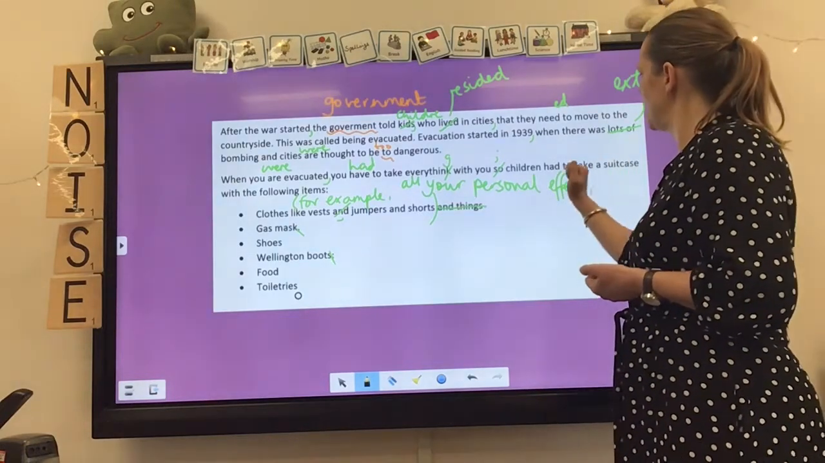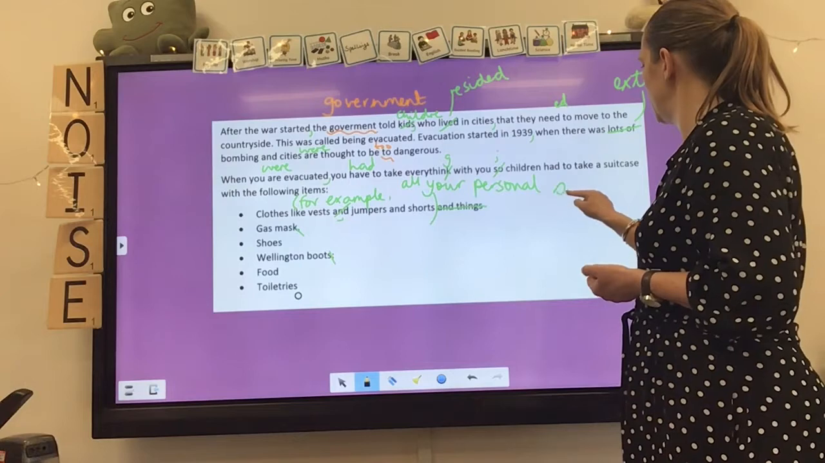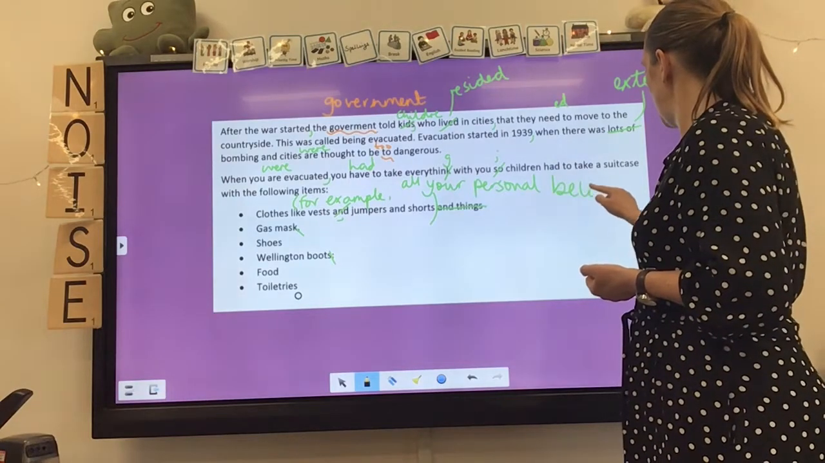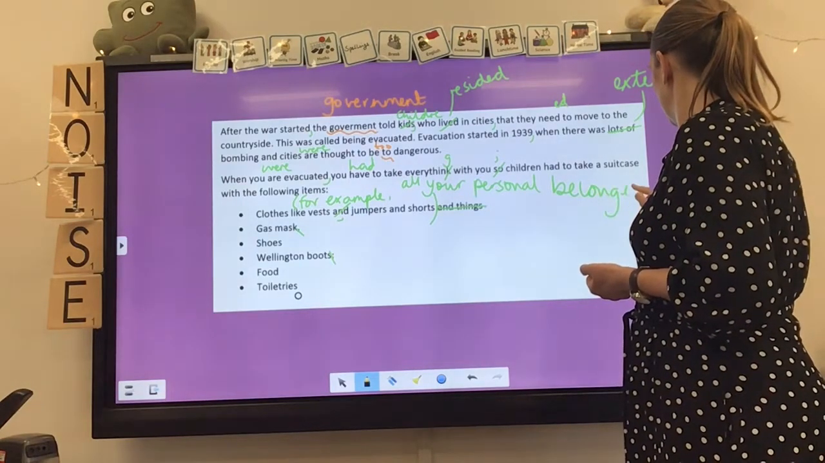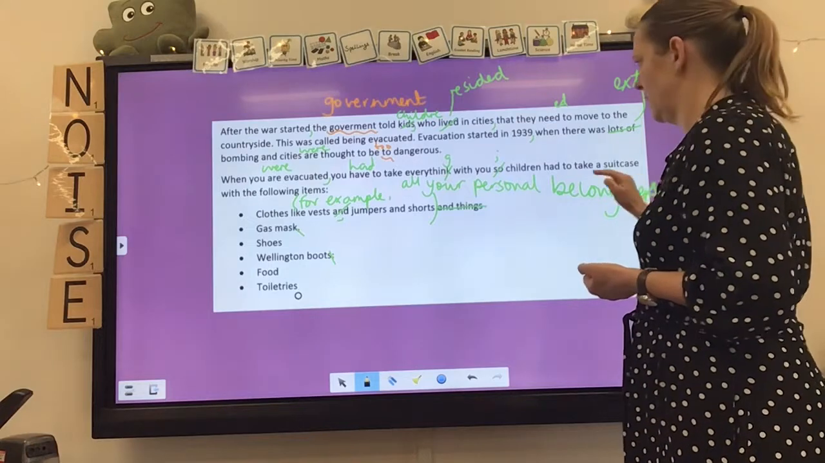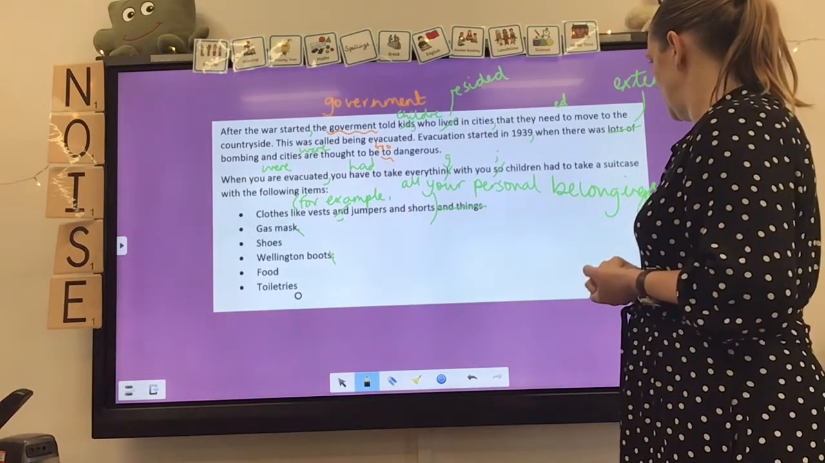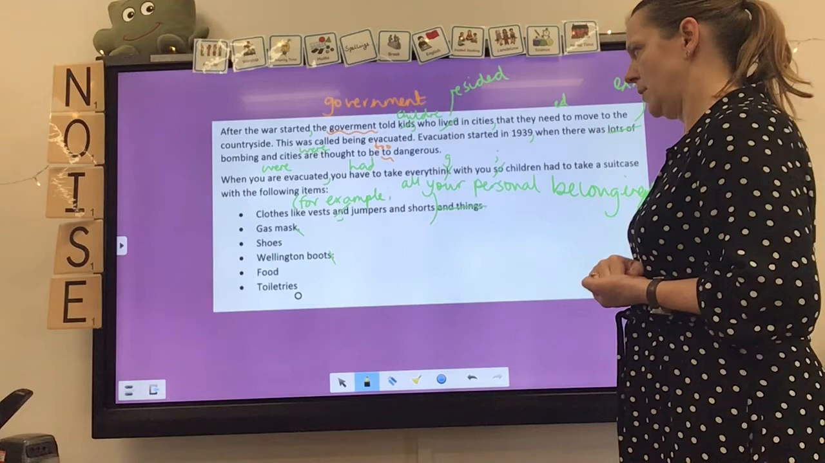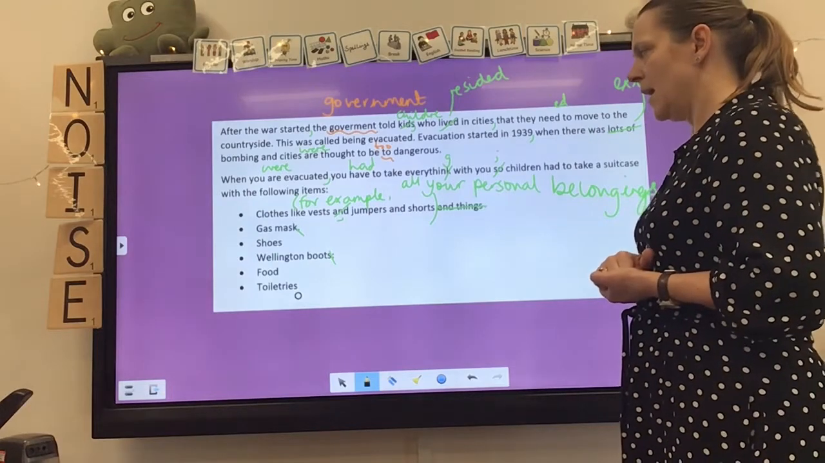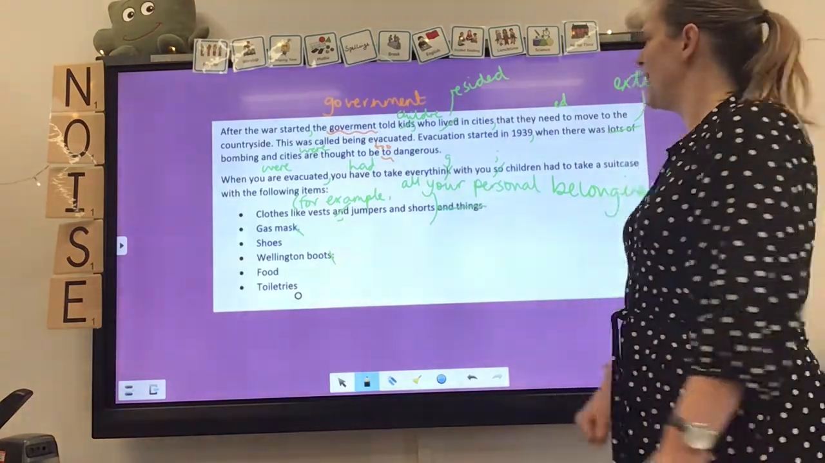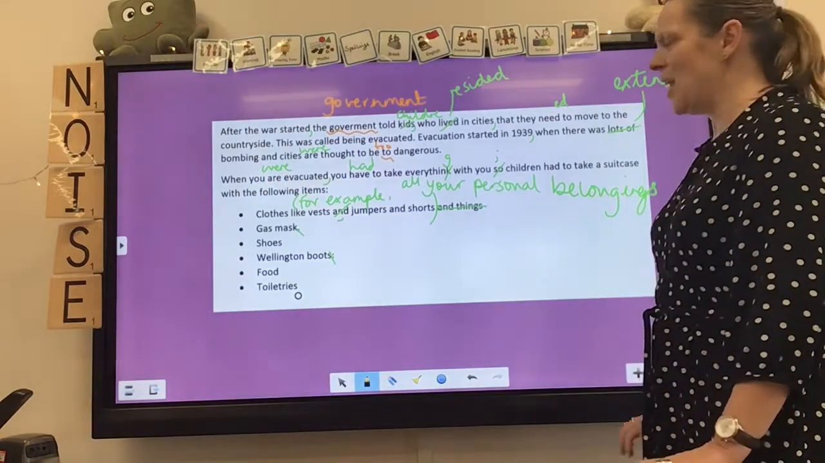Actually, I'm going to change that to belongings. I like the words personal belongings, better than effects. With you. Children had to take a suitcase with the following items. And I think we're there with the tense, not text. Now, the last thing we need to think about is our layout features.